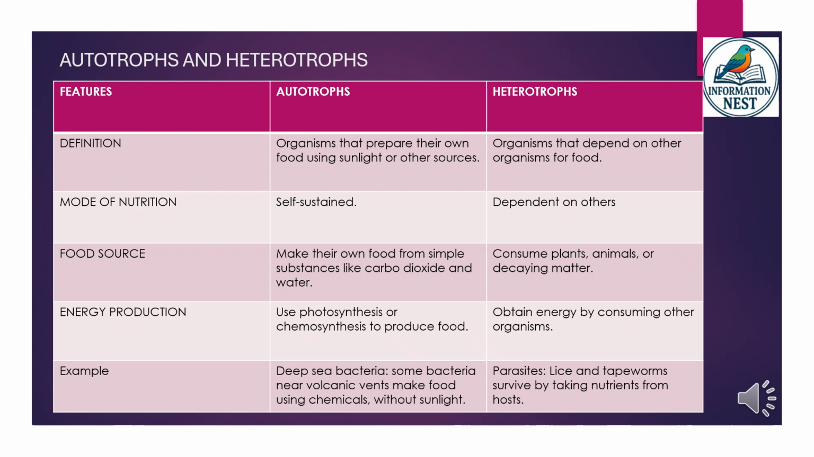The fun fact is that the Earth's largest autotroph is the giant sequoia tree, which can grow over 300 feet tall, and the fastest heterotroph, the cheetah, hitting speeds of up to 120 kilometers per hour while chasing down its next meal. Really amazing, isn't it?